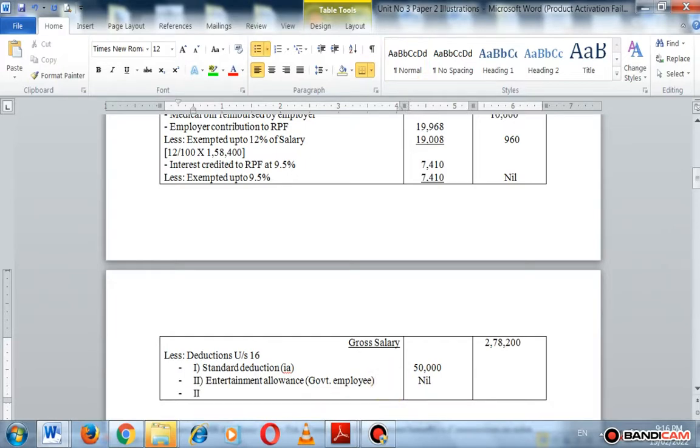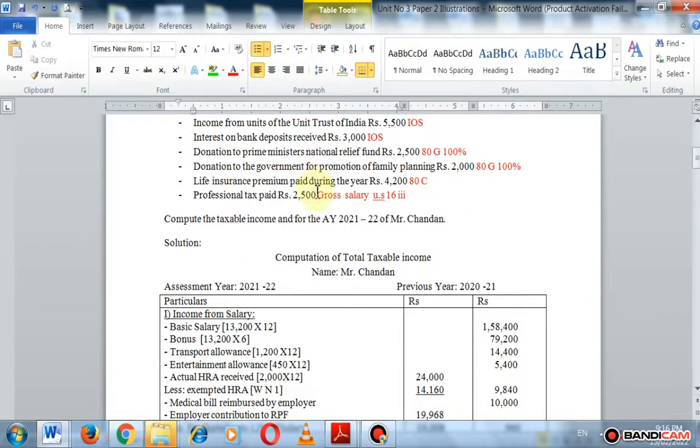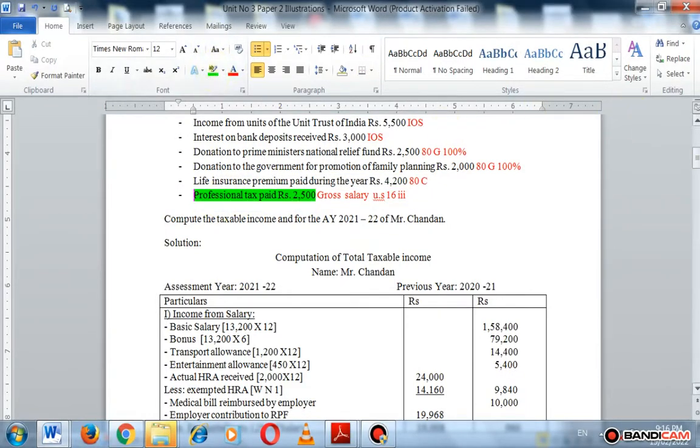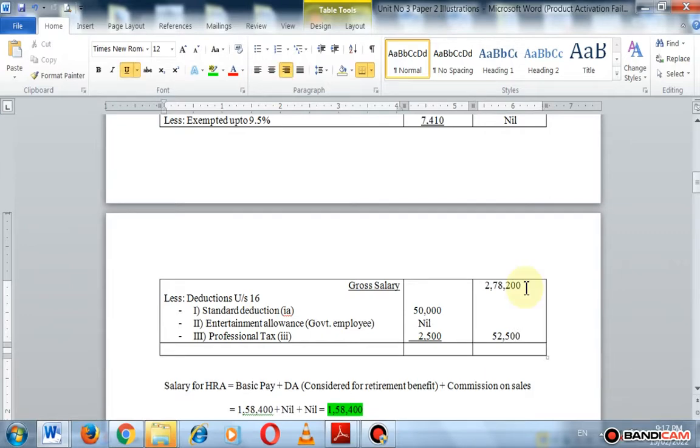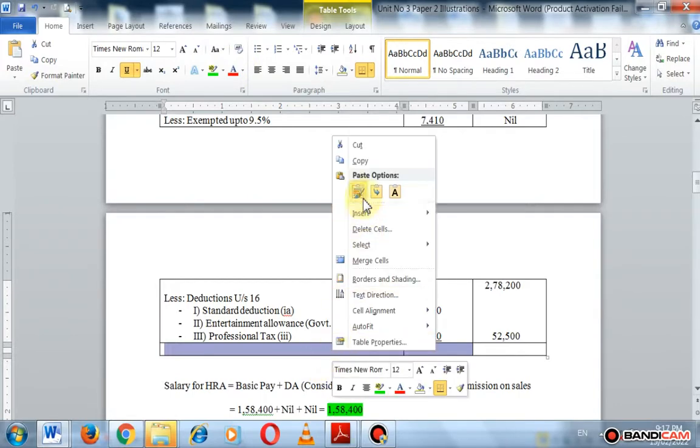And third, that is professional tax. He paid a professional tax under section 16, so professional tax paid by the employee is 2,500. Okay, now make the total and deduct this total, 52,500, from the gross salary amounting to rupees 278,200.